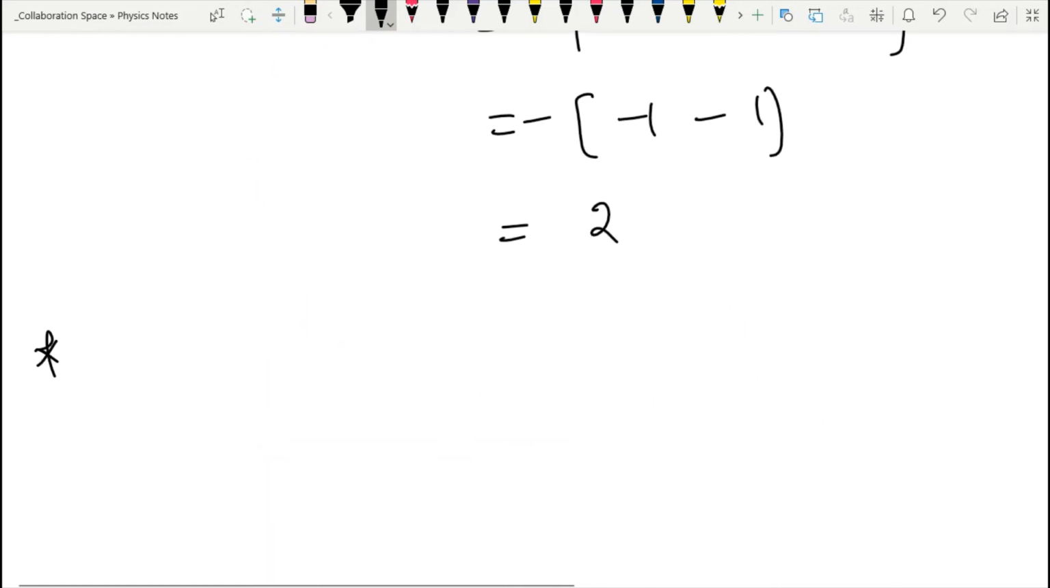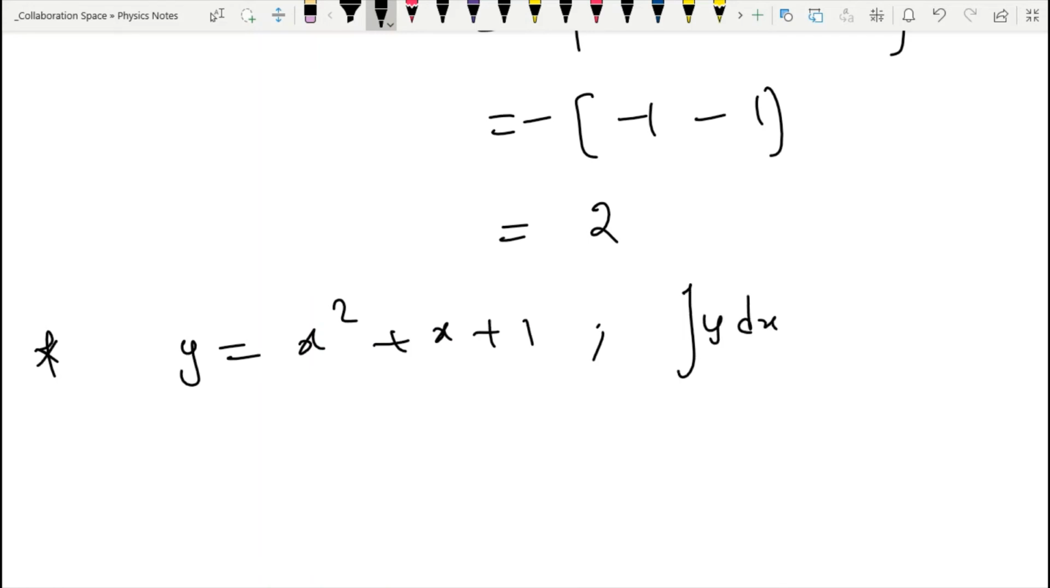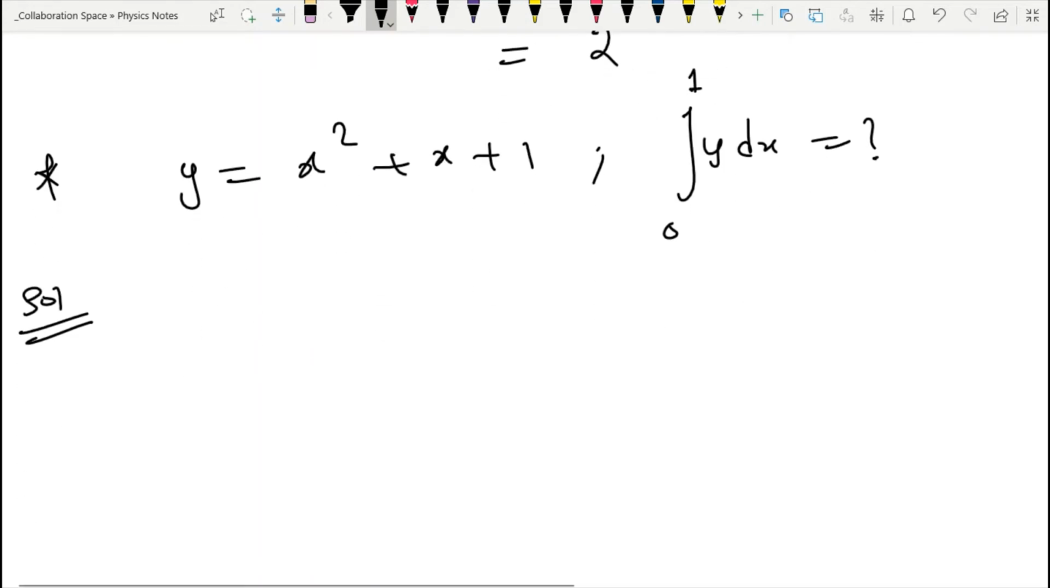Let us see what is the integration of. So y is given like this, x square plus x plus 1, and you want to calculate integration of y dx by taking the limits from 0 to 1. What is the value of integration 0 to 1 y dx?